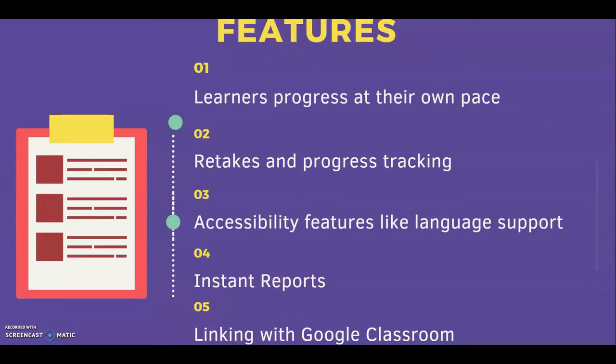Now there are some specific features which are available in this tool. First of all, the learners can progress at their own pace. The second feature, a learner can retake the quiz and they can track their progress. Third, there are many accessibility features, like language support. And the fourth one is that instant reports are generated which can be used by teachers for feedback. And the last one is you can easily link the Quizizz tool with your Google Classroom, and the quizzes will be directly posted in the Google Classroom and the learners can attempt that quiz through Google Classroom.